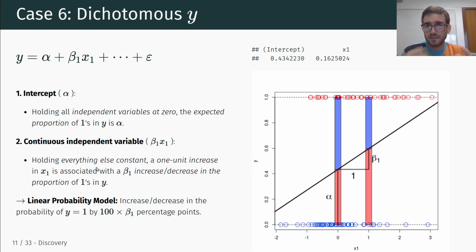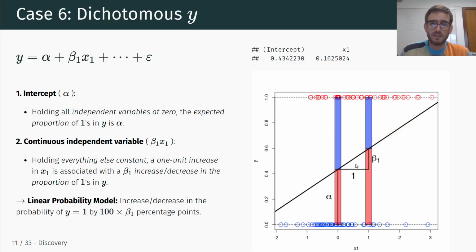Again, it's similar to the cases that we discussed before, just keeping in mind that the expected value of a dichotomous variable is equivalent to the expected proportion of ones, right? So holding everything else constant, a 1 unit increase in x1 is associated with a beta 1 increase or decrease in the proportion of ones in y, right?